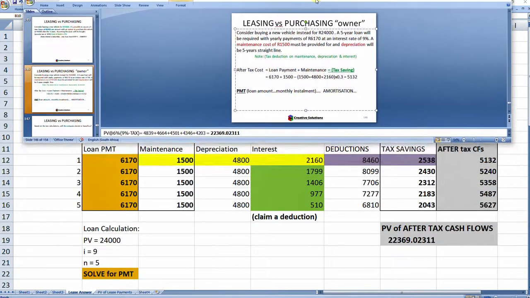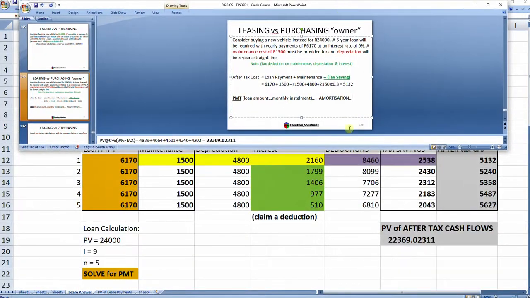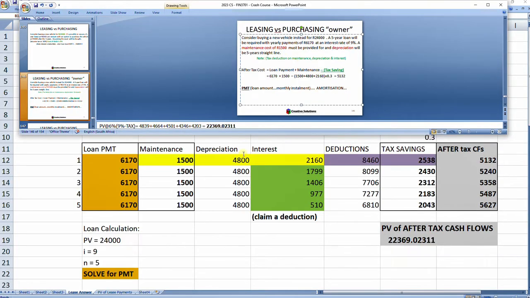All right, the question said I've got maintenance costs of 1,500. Depreciation was given as 5 years straight line. So if I take my asset amount, remember the asset amount was 24,000, that was buying the new vehicle. If I buy the vehicle, it's 24,000. If I divide that by 5 years, I get the 4,800. That's the depreciation every single year. That's the amount for this column. Interest we spoke about. Deductions, that's something we need to speak about.